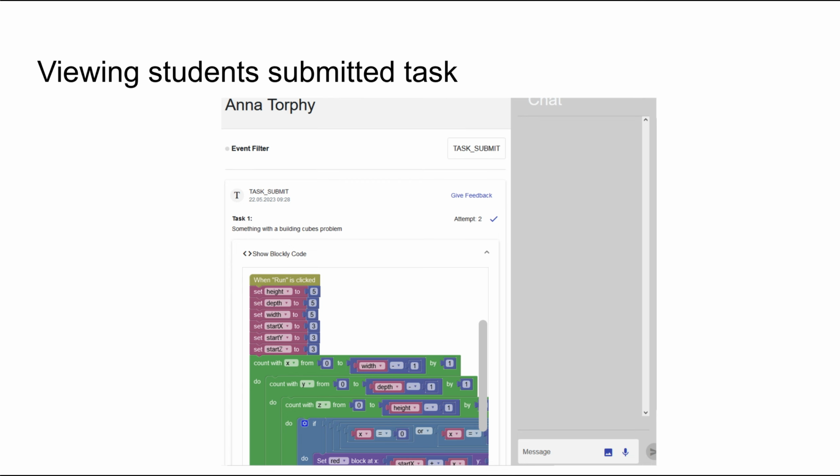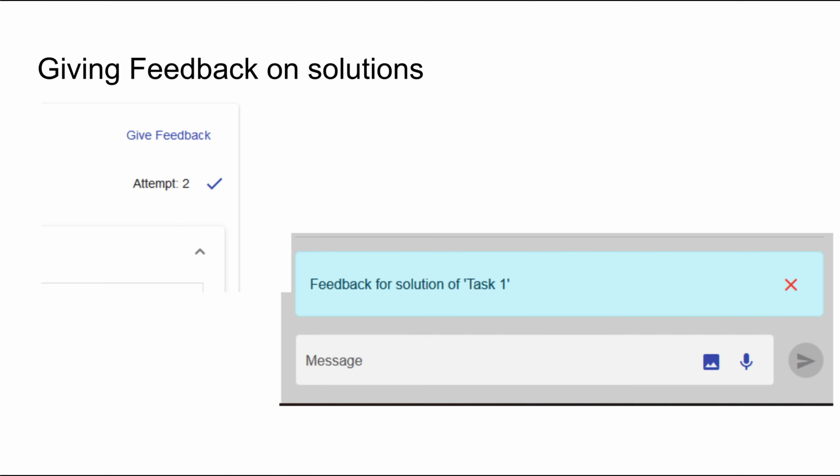The final student's approach, with the name Anna Torfi, is provided on the left side of the page in a block-based programming way. By scrolling up and down, you can view the individual solution. Moreover, you can see how often the student attempted to solve the task until she finally succeeded. In addition, as a teacher, you can click the button Give Feedback and provide your personal feedback on the submitted task and final solution in the chat by leaving a message to the student. Let's see how it works.